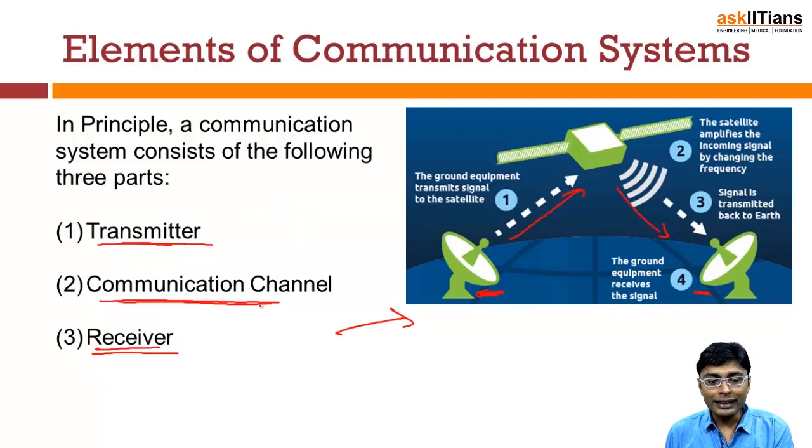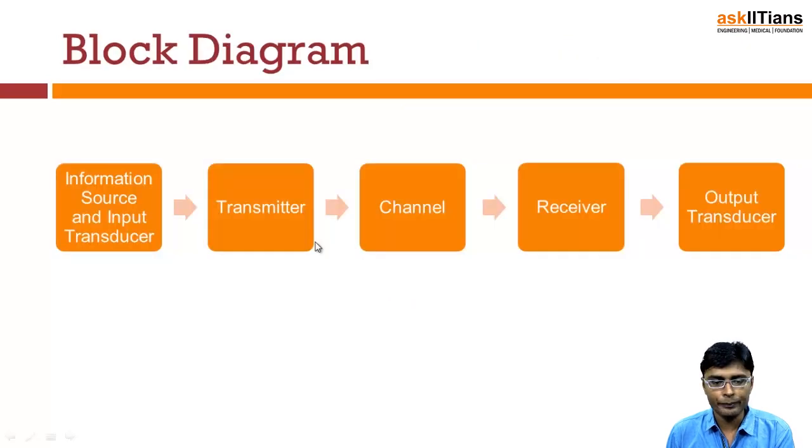Other than this, the channel is also very important, the channel through which we are sending our information. We will discuss the different channels, but in this case it is free space. We are not using any wires or guided wire line; we are sending through free space, so free space communication is taking place here. So transmitter, communication channel and receiver are the three most important elements of any communication system.